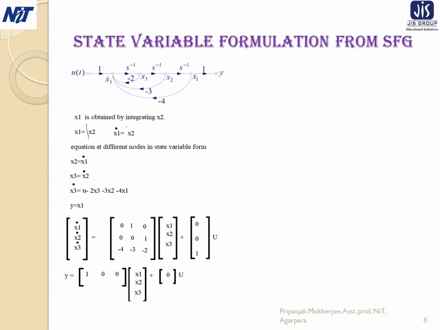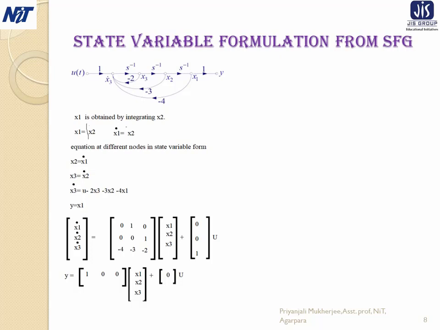Similarly, we can find out the Y matrix from this equation. y is equal to x1, and the coefficient of x1 is 1, so for the rest of the two, the coefficients are 0. So y is equal to 1, 0 and 0, and for u it is also 0.